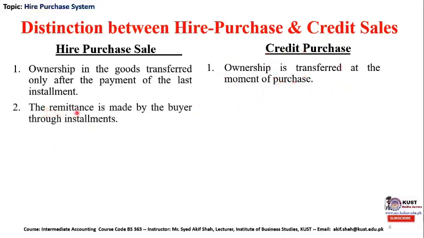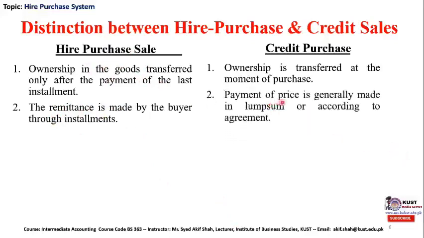The second point is that the remittance is made by the buyer through installments. Here the buyer is supposed to pay installments over the purchase of goods. In credit purchase, the payment of price is generally made in a lump sum at maturity, or as agreed according to the agreement. So here there is no condition of installment. Rather, it depends upon the agreement between the two parties. But normally it is a lump sum payment by the buyer in credit purchase.